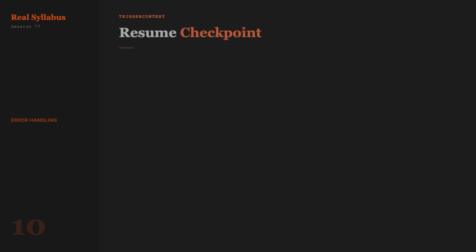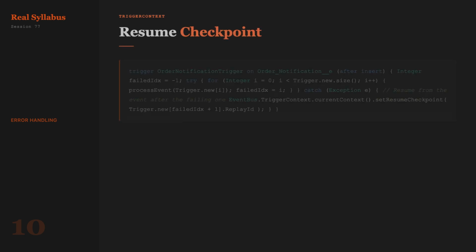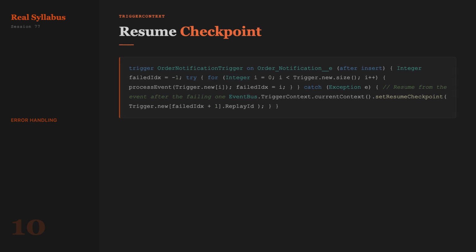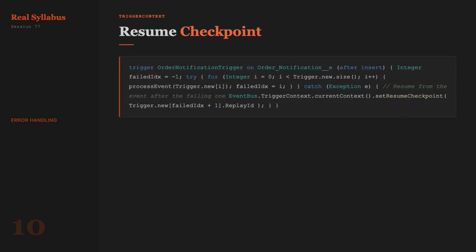LWC components subscribe via the EMP API Lightning service. Import subscribe from lightning/empApi. Pass the channel name, /event/ then the event API name, and the replay ID. -1 means new events only. -2 replays everything retained. Pass a stored replay ID to replay from a specific position.